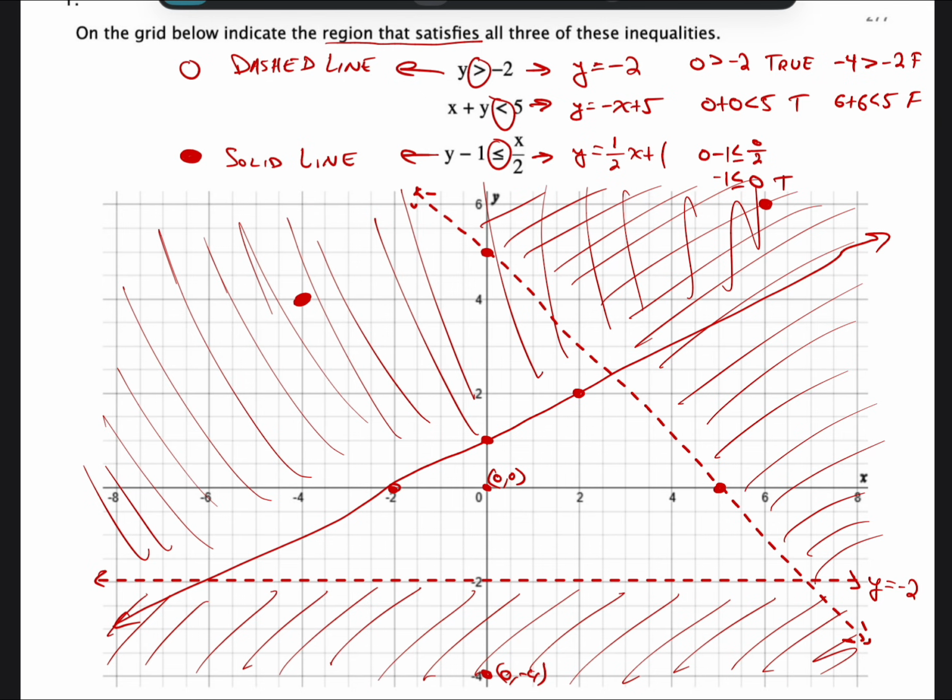What we have here is this unshaded region, which is the region that satisfies all three of these inequalities. Previously we had seen systems of linear equations. What we have here is a region that satisfies this system of linear inequalities. Again, this is on an XY coordinate grid, and that's what the process will look like.